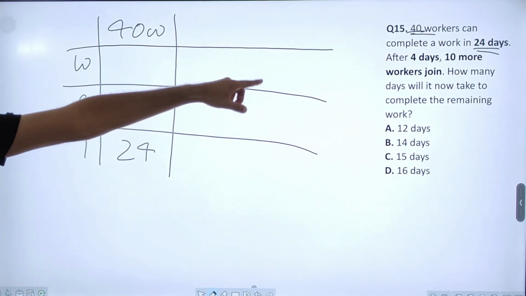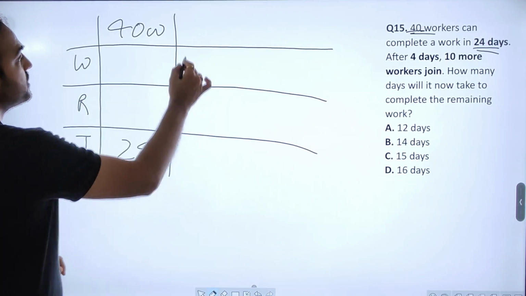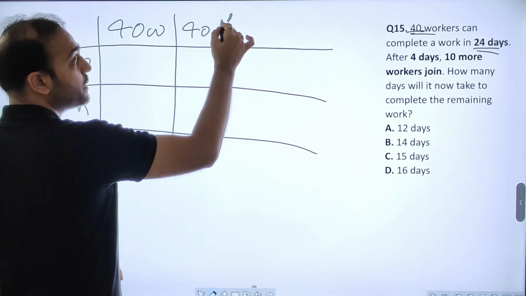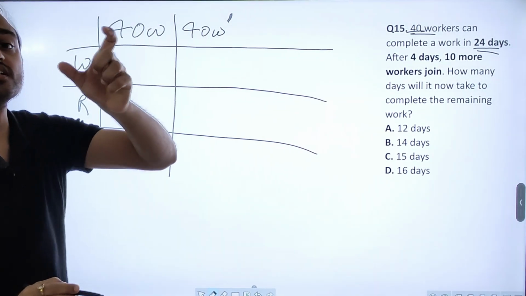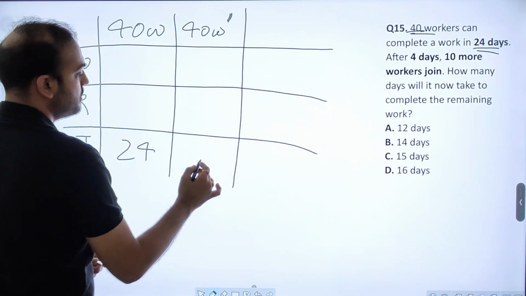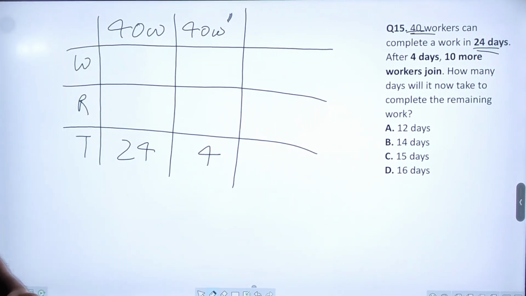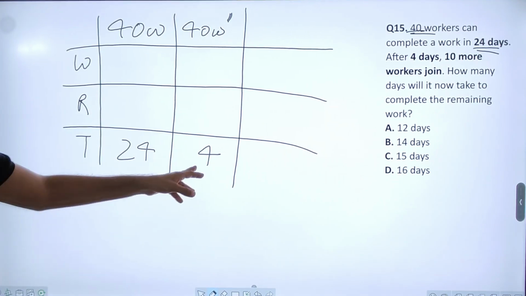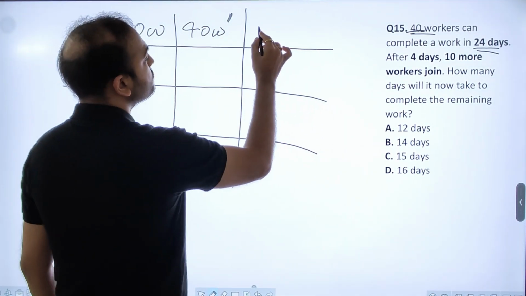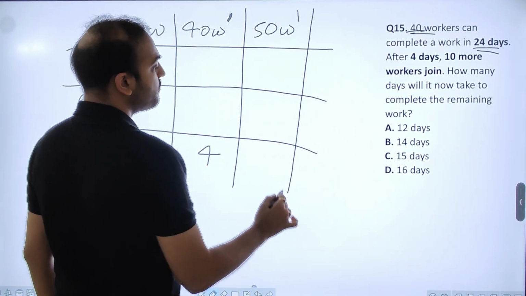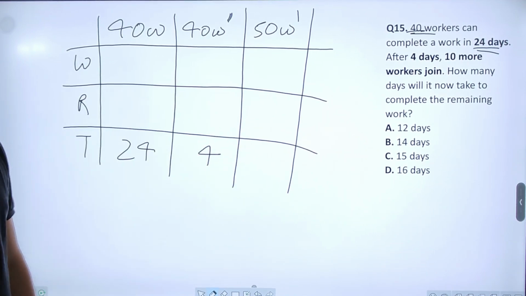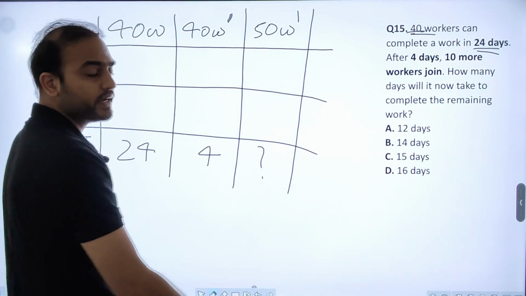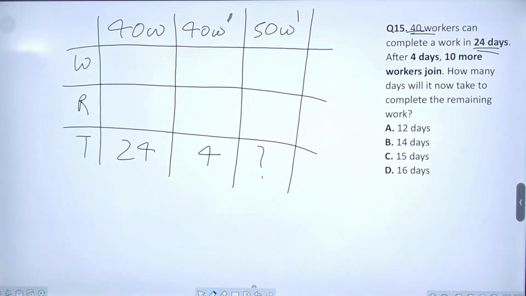What happens in reality? After 4 days, 10 more workers join. So this 40 workers dash will come now. Why? Because they are not completing the whole work. They are doing only a certain portion of the work. They are working only for 4 days. What happens after these 4 days? 10 more workers join. So now you have 50 workers. These 50 workers are finishing the remaining work. Question is, how many days?